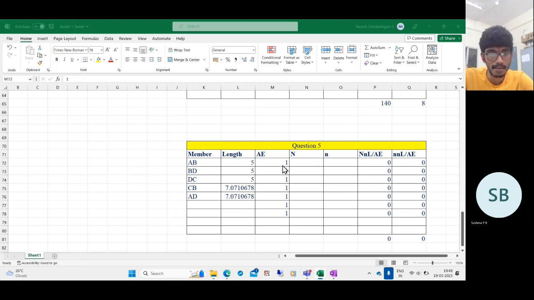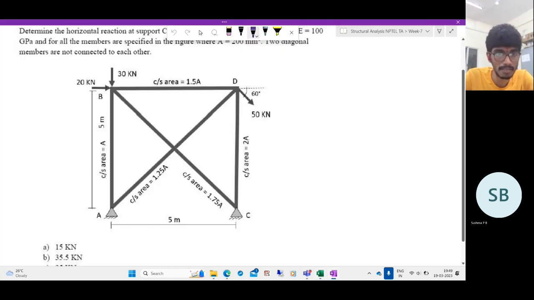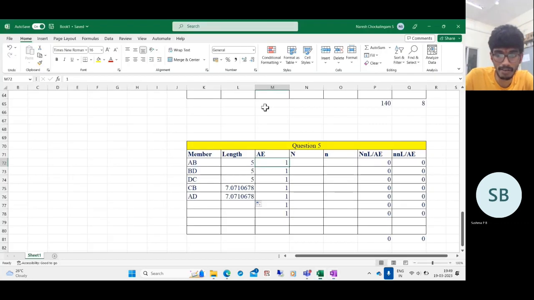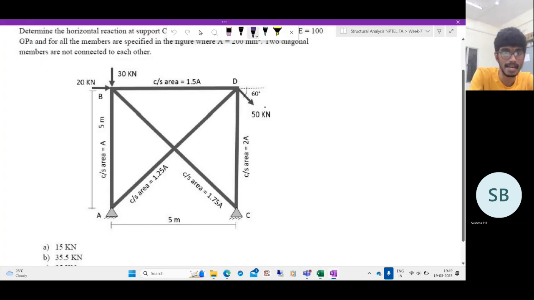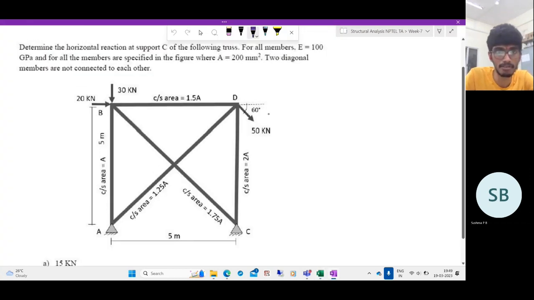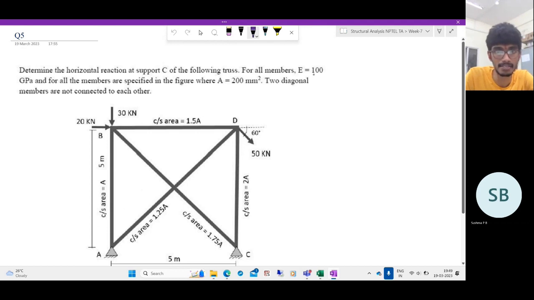What is AE? For the member AB, it is just 1A. So let it be 1. For the member BD, it is 1.5. So let me take this as 1.5. The idea is to take AE commonly out so that our answers don't have to depend on these particular numbers. Only the factors matter.